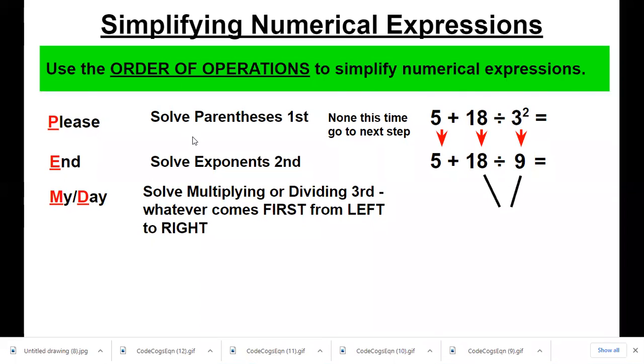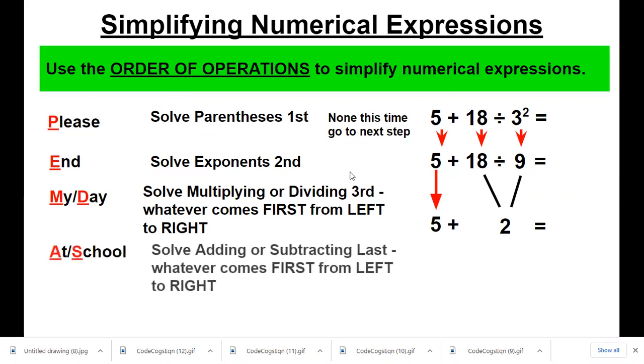So let's do 18 divided by 9. That should give us 2. And now I'm just going to, again, make another level and bring down the 5 and the plus and the equals. So now I'm finally to the last step, adding or subtracting, whatever comes first from left to right. Well, all we have left is a 5 plus 2.